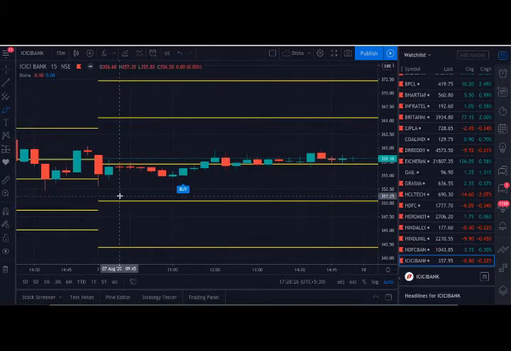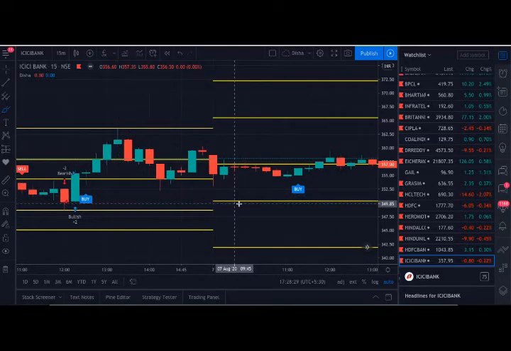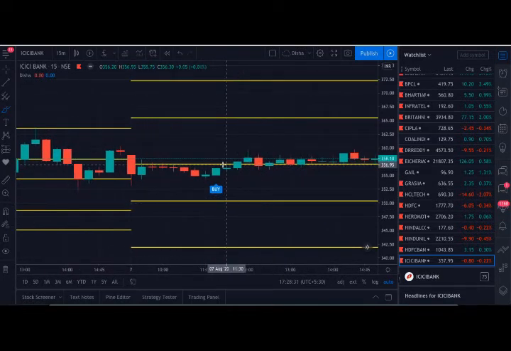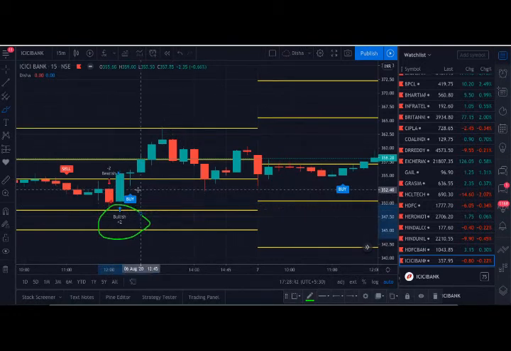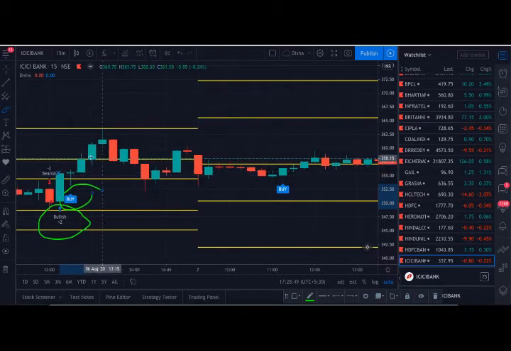ICICI Bank. You can see here ICICI Bank has given buy signal here. If you go to the previous day, it is in buy trend here. Here it has already given buy signal with breakout. In this case, if you have taken the entry above this point, it has already given two targets met. You can see here, this is the second target.